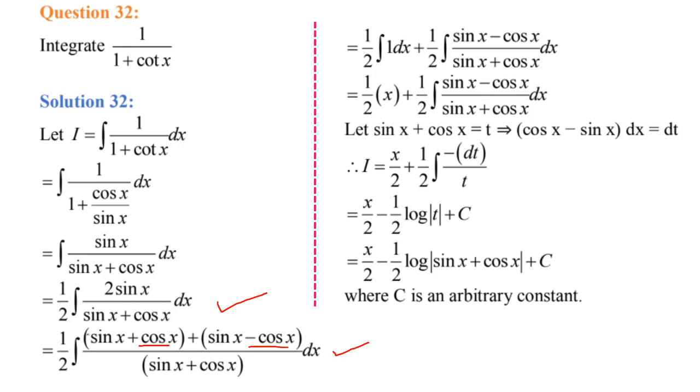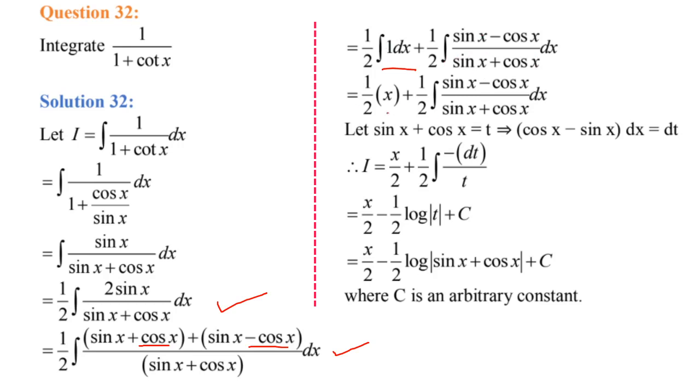Then split it. Sine x plus cos x upon sine x plus cos x will become 1. And here plus half sine x minus cos x upon sine x plus cos x. Why? Because now the derivative of this denominator is there in the numerator. We wanted to make this, that's why we did this manipulation.